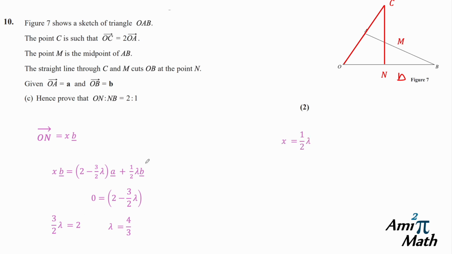And to work out X, you can obviously do, as I said, X equals half lambda, and we know that lambda is equal to 4 over 3, so we get X equals 2 over 3. So O to N can be written as 2 over 3B, like so. And then if this entire O to B is equal to B, and this here is equal to 2 over 3B, then N to B, the rest of it, is just going to be 1 over 3B, right? Because they both need to add up to B. So you get 2 over 3 to 1 over 3, and you can times everything by 3, and you get the ratio 2 to 1.